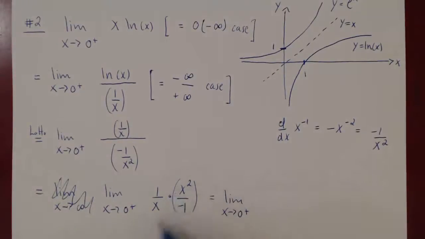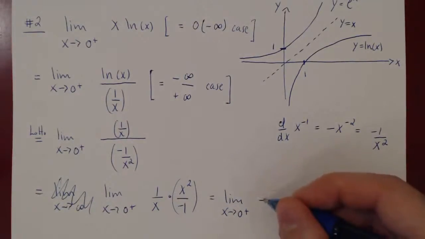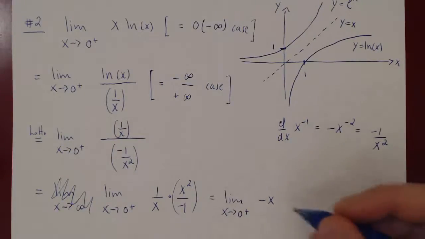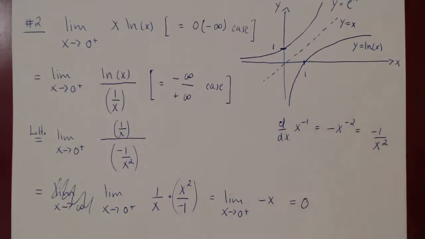X squared over x is simply x over negative 1, so it's just negative x. And as x goes to 0 from the right, negative x also shrinks to 0. And so the limit is 0.